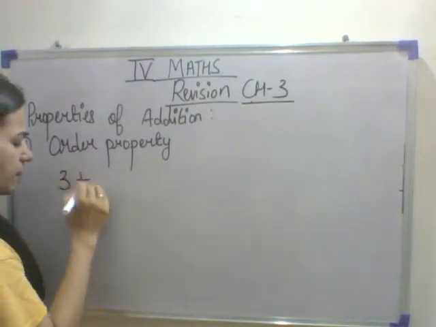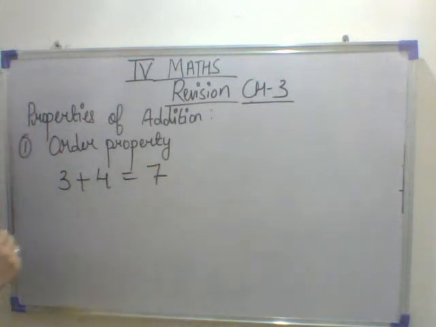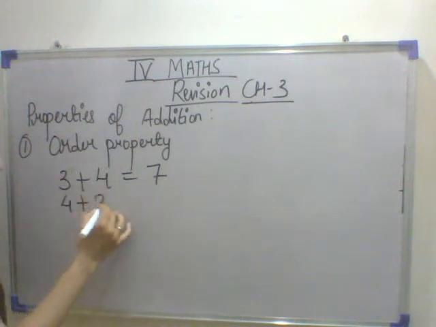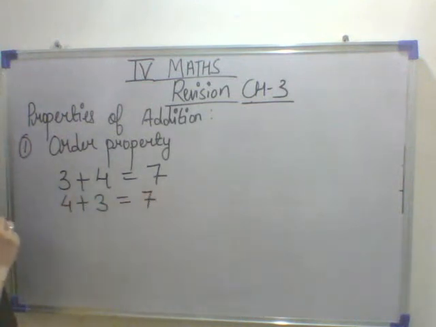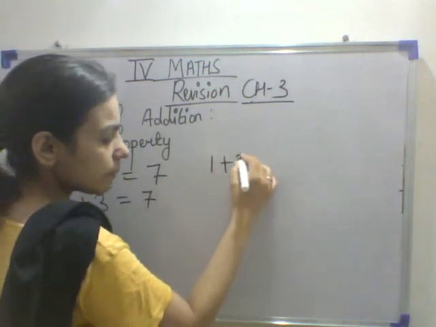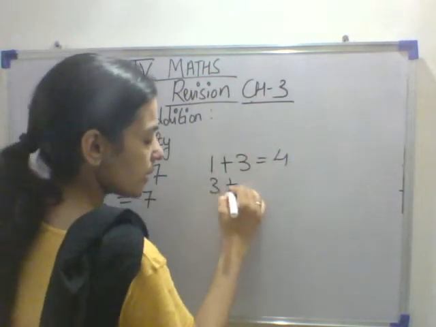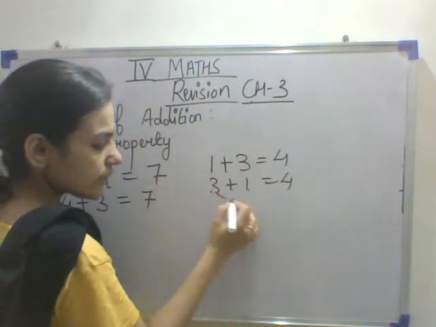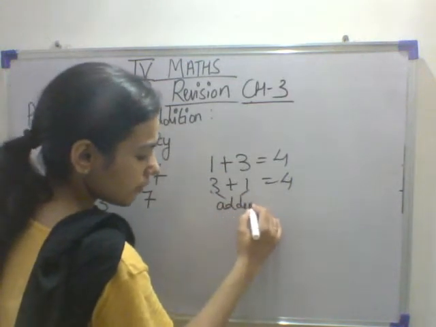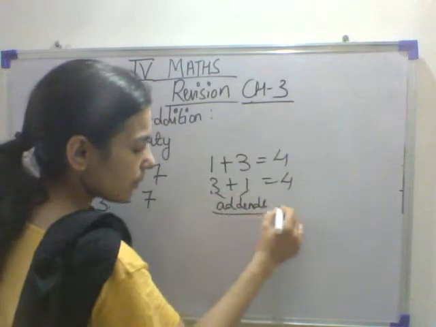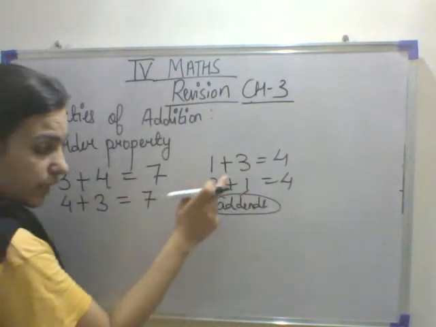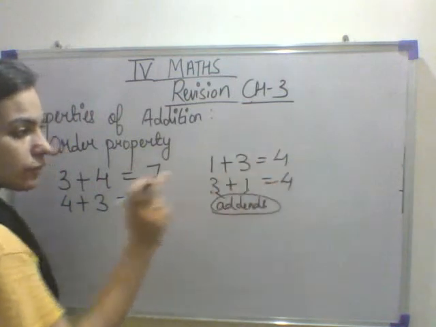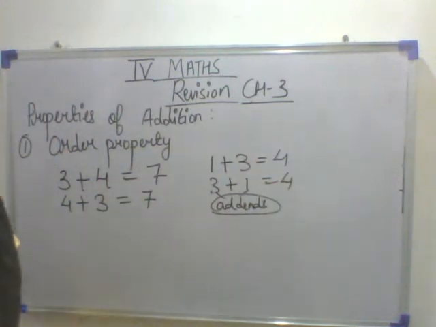Suppose if I write 3 plus 4 is equal to 7. If I change this order, if I write 4 initially and then 3, then also it comes 7. Take a simple example, 1 plus 3 equal to 4 and 3 plus 1 is also equal to 4. If you change the order, what are these two numbers called? They are called the addends, because we add these two numbers. So if we are changing the order of these two numbers, the answer will remain the same. This is known as the order property.